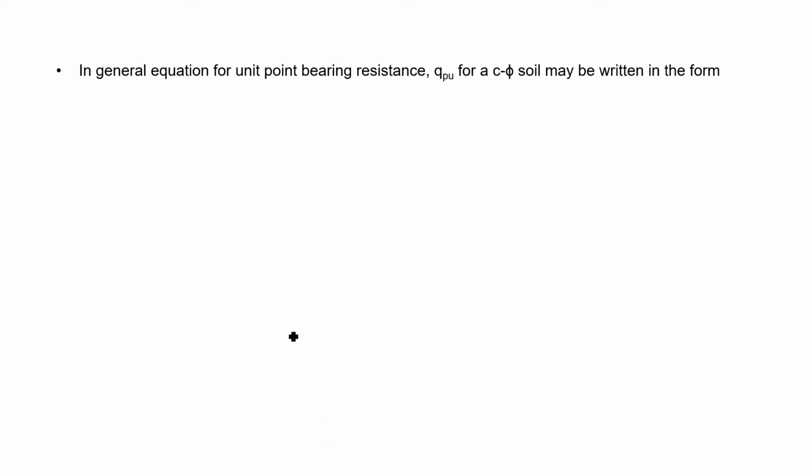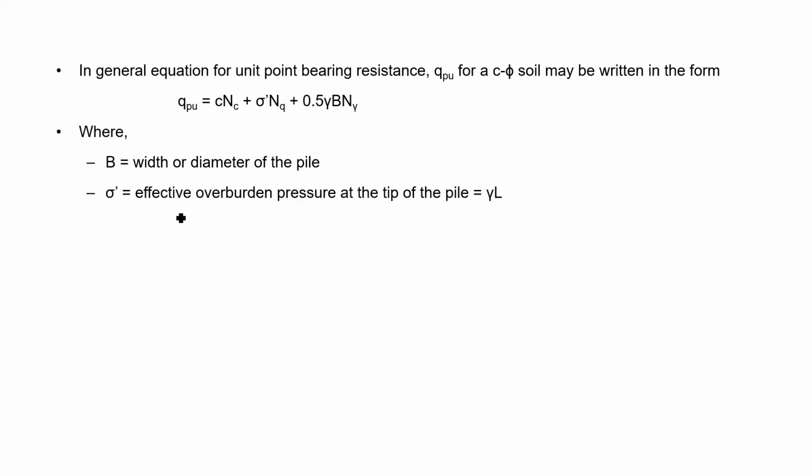In general, the equation for point bearing resistance Qpu for a c-phi soil may be written in the form Qpu equals c Nc plus sigma dash Nq plus 0.5 gamma B N gamma, where B is the width or diameter of the pile, and sigma dash is the effective overburden pressure, which can be calculated by gamma into depth of foundation or length of the pile. Nc, Nq, N gamma are the bearing capacity factors, which are functions of phi, the angle of internal friction of the soil.